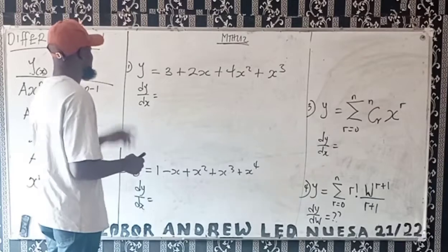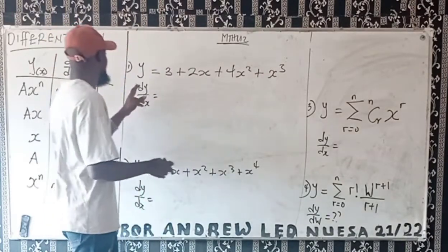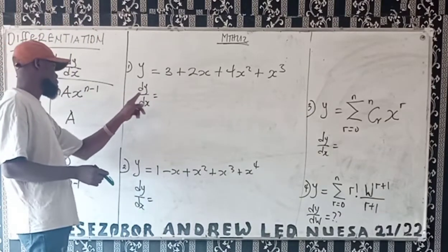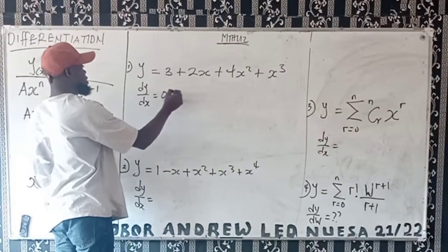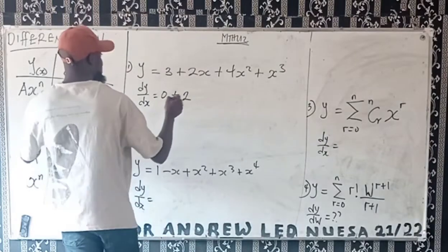The first one I'm having here is: if y is equal to 3 plus 2x plus 4x squared plus x cubed, what will be dy over dx? Remember, dy over dx means differentiate y with respect to x. That's the meaning. So what is that? This one will have x to the 0, differentiate that. This one will be 2x, that will be 2. Remember, if I differentiate ax, the answer will be a.